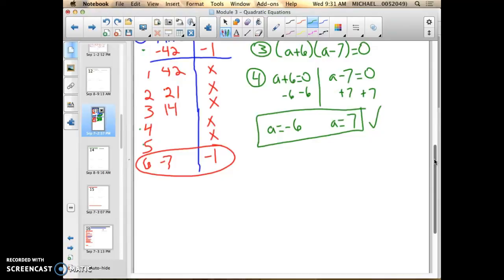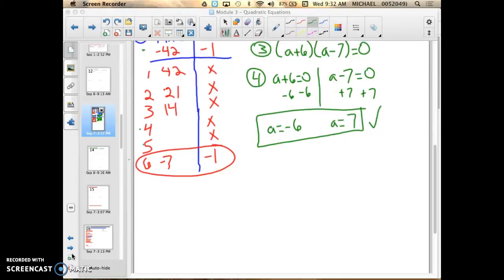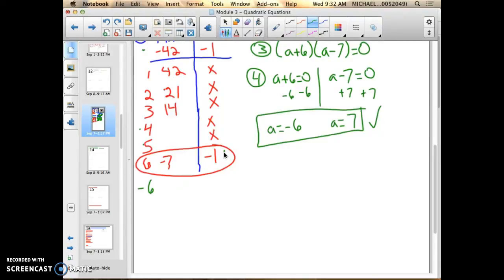6 times 7 is 42, but if you notice it has to be negative 42. So because it has to multiply to a negative 42, I had to make one of these two numbers negative. Alright? 6 times negative 7 does equal negative 42. And 6 plus negative 7 equals negative 1. If I would have made the 6 negative, negative 6 times 7 still equals negative 42, but negative 6 plus positive 7 gives me a positive 1, so that wouldn't work for the situation as well. So this had to be my set of factors to satisfy both conditions.